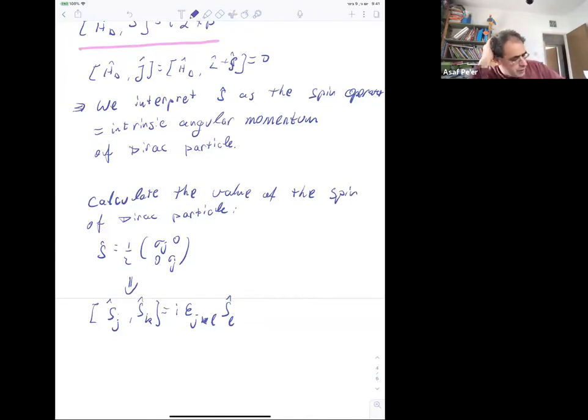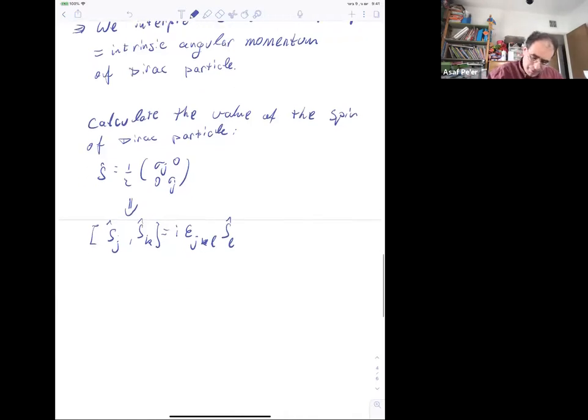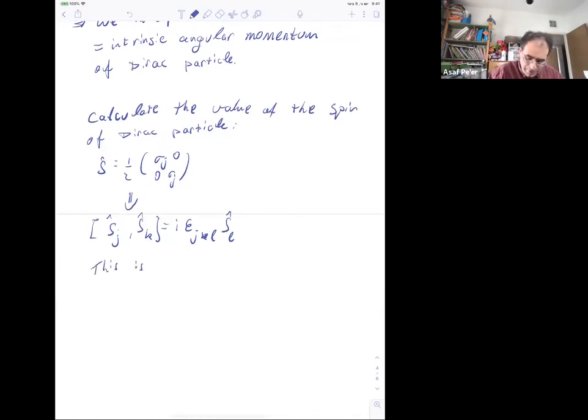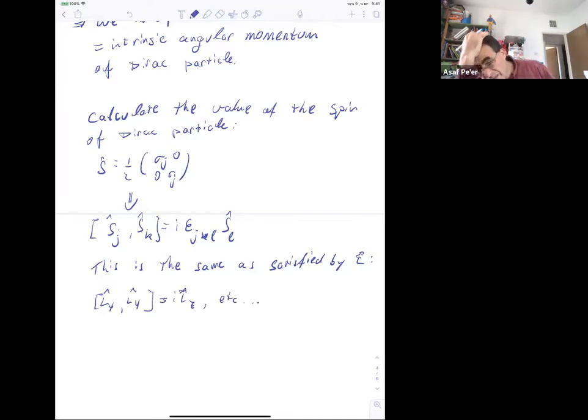But these are exactly the same commutation relations which are satisfied by the operator of the orbital angular momentum, right? The same commutation relation as satisfied by L: Lx, Ly equals i Lz, etc. And that means that I don't need to do anything, because the spin is quantized exactly the same way as the orbital angular momentum, right?